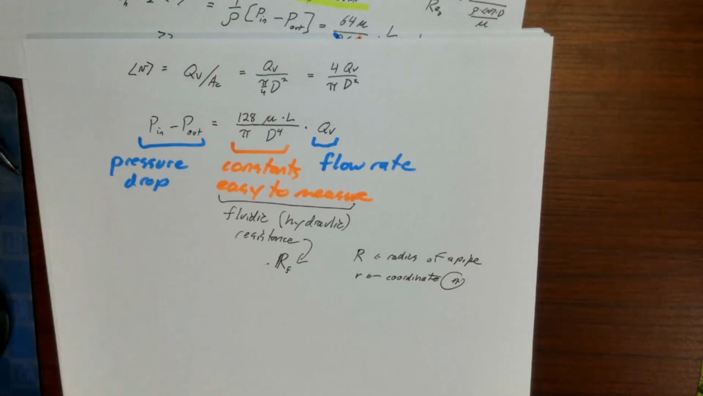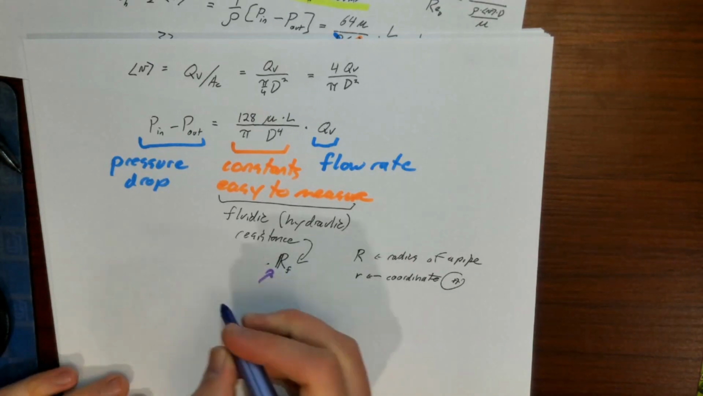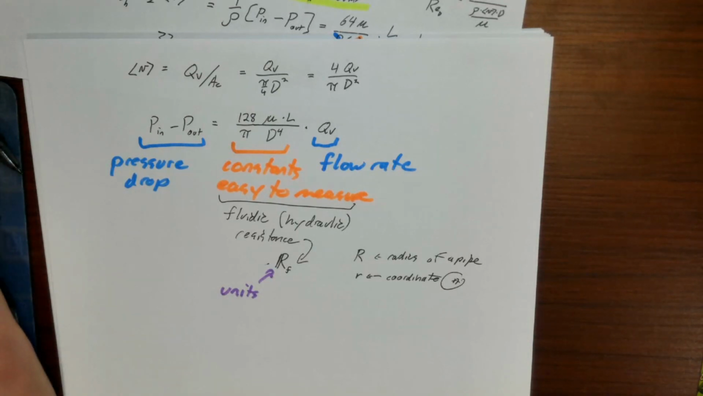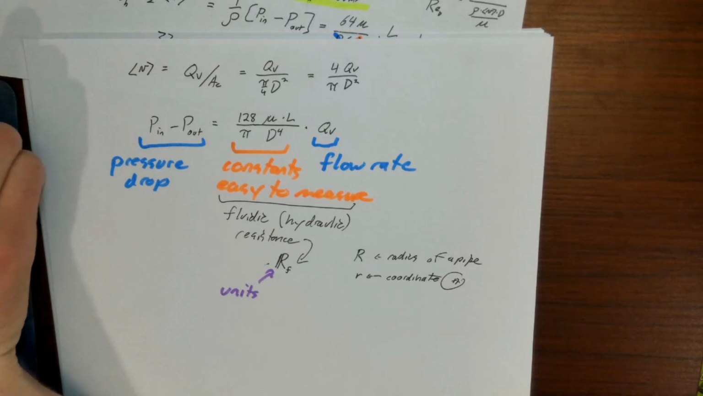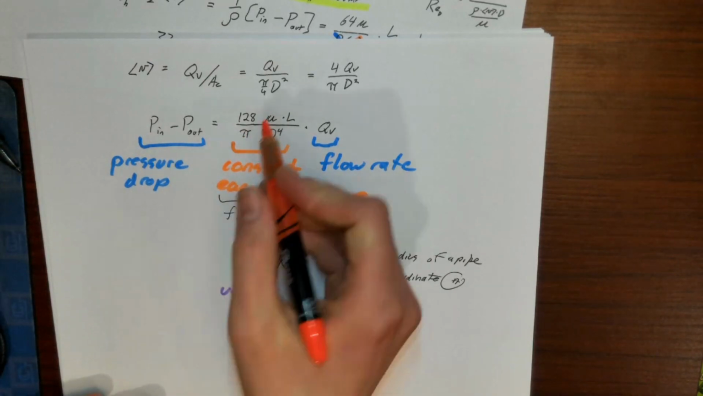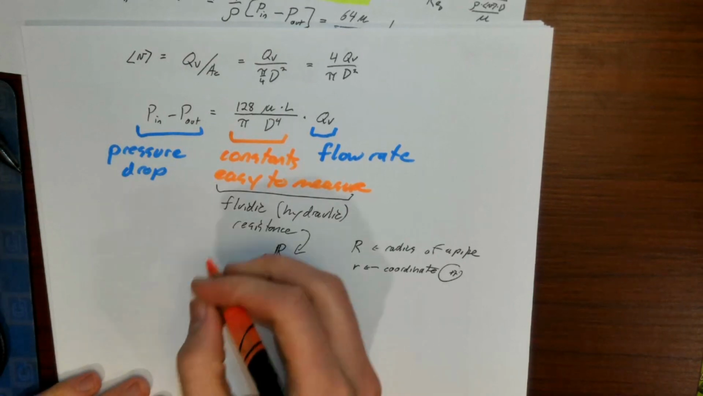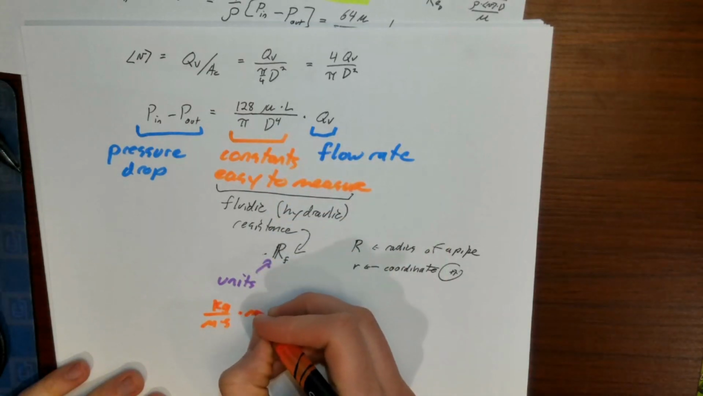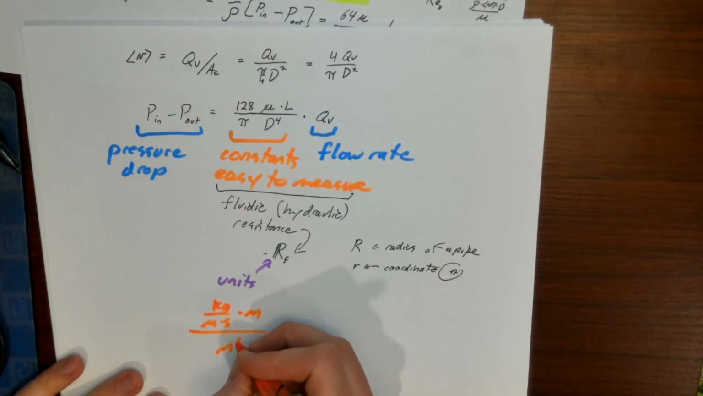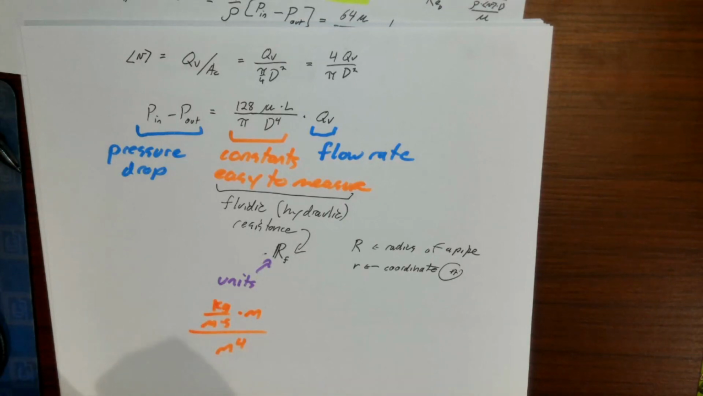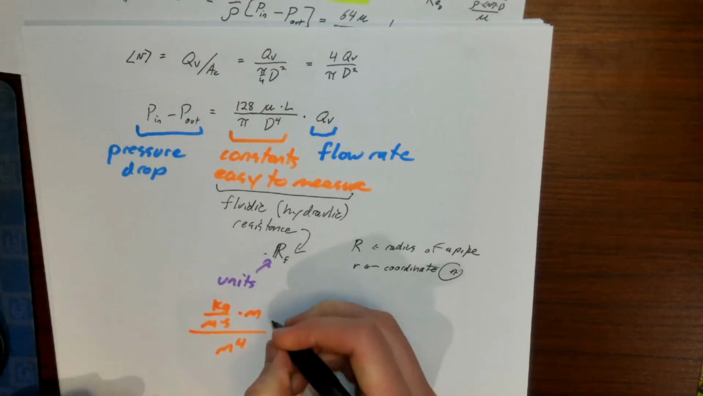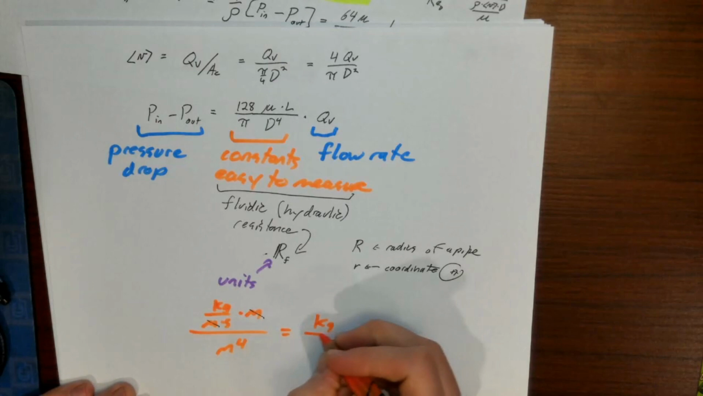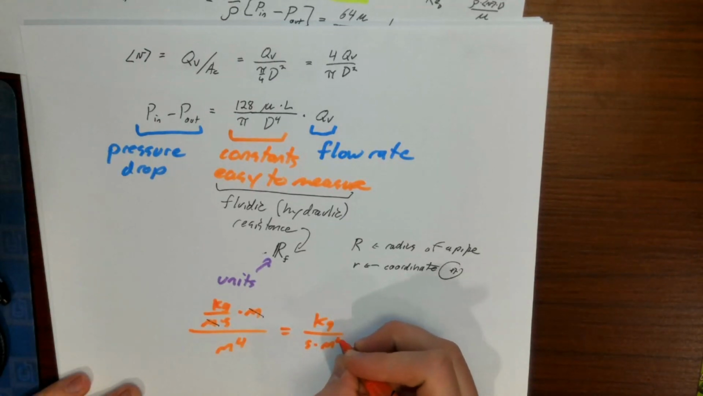So take a moment now, pause and ponder. What are the units of hydraulic resistance? So let's work out the units. Well, the 128 and pi don't have any units, but viscosity has units of kilograms per meter second. Length has units of meters, and diameter to the fourth would have units of meters to the fourth. So how does that all work out? Well, this meters cancels with that meters, and we end up with something that has units of kilograms per second times meter to the fourth.